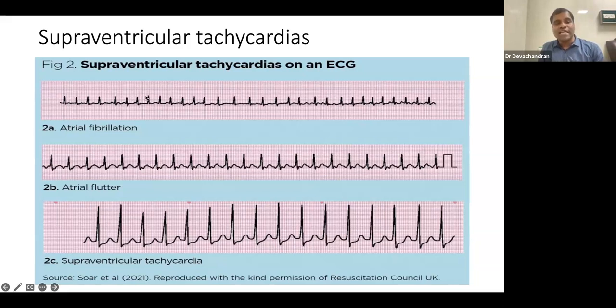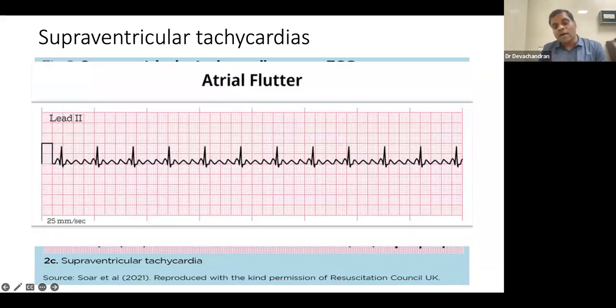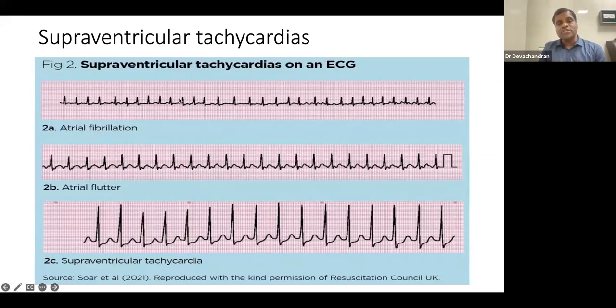So here, what we call atrial fibrillation is there. The RRs are irregular. The QRS complexes are irregularly irregular. There is another rhythm called flutter. So you only need to remember 3 rhythms: atrial fibrillation, atrial flutter, and supraventricular tachycardia, SVT.